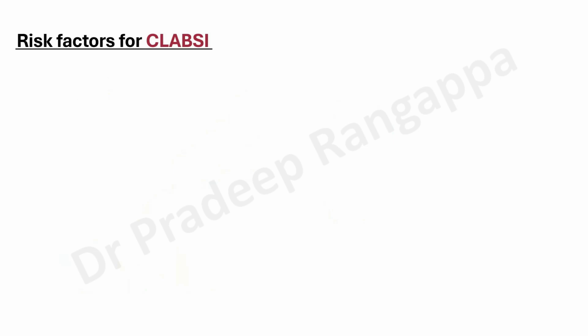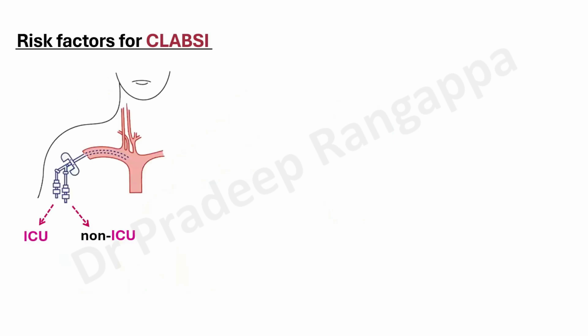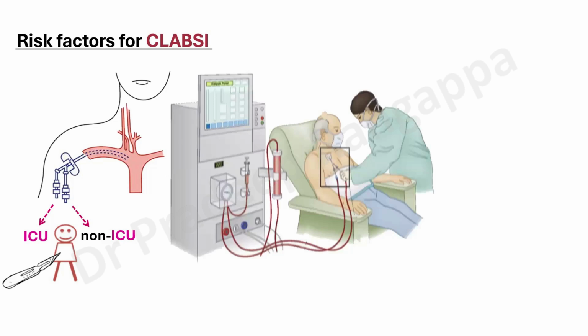Now we need to understand the risk factors. We saw the potential routes of bugs entering the veins. What are the risk factors for a patient developing CLABSI? The important risk factor is having a line, a central venous catheter. The central venous catheter, either in ICU or non-ICU setting, is a potential for developing central line associated bloodstream infection. Post-surgical patients are found to be at a higher risk of developing CLABSI. And most importantly, there is a subgroup of patients we tend to see in hospitals: patients coming for dialysis with an indwelling catheter. These patients are at risk for developing CLABSI.